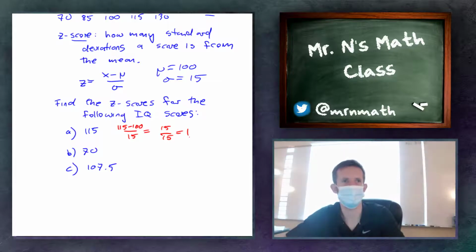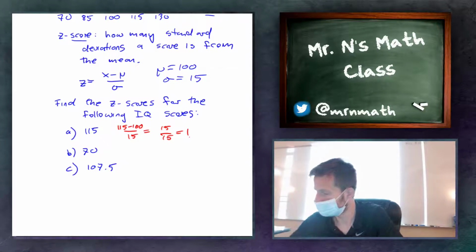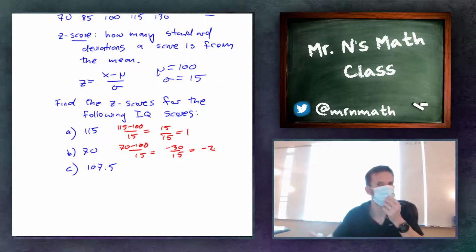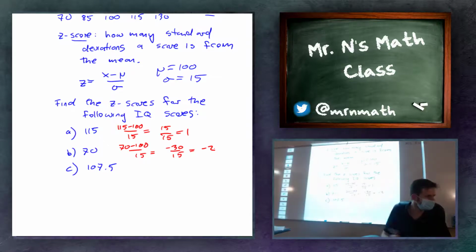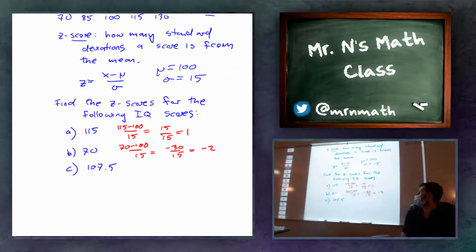What about 70? What's the z-score for that? -2. Right? Because 70 minus 100 over 15 is -30 over 15, which is -2. So if you have an IQ score of 70, you are 2 standard deviations to the left of the mean.